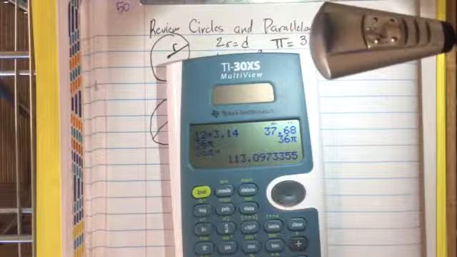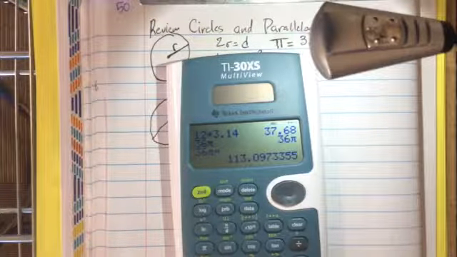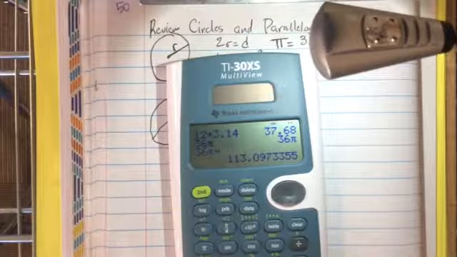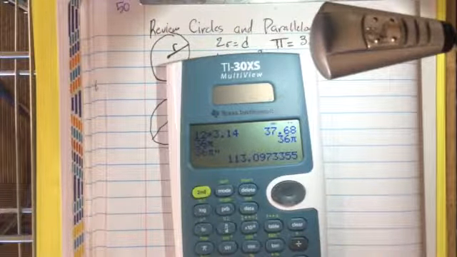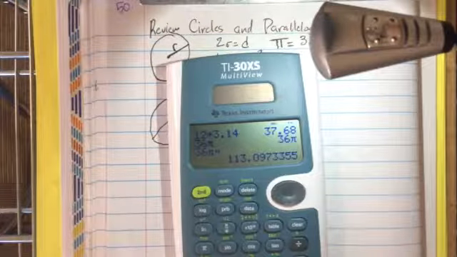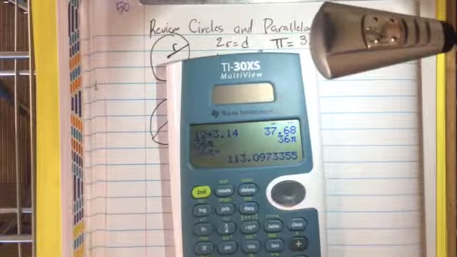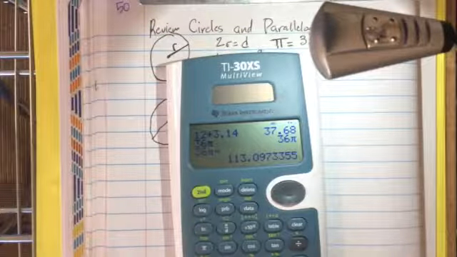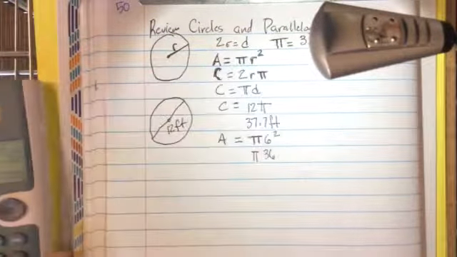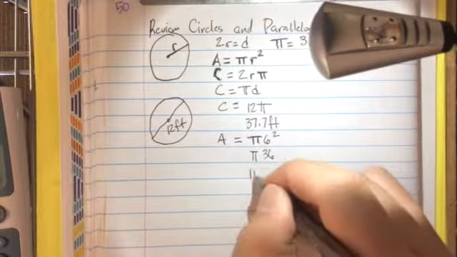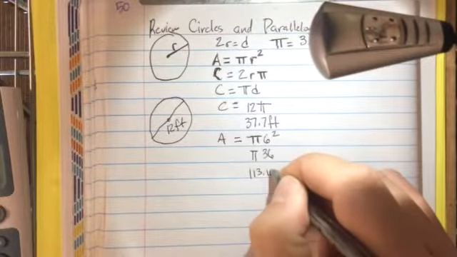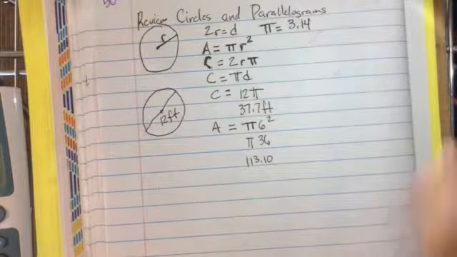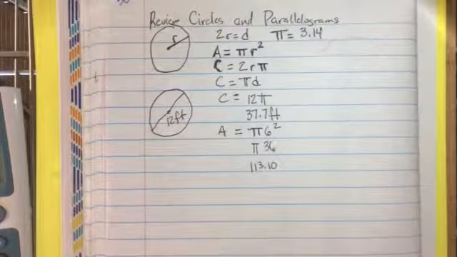Why is it 0.10, Skylar? Because if you're rounding the 9 up, then you're rounding it to 10, which is 0.10. And since you're rounding to the nearest hundredth, you have to have that placeholder for that value. So this one we're rounding to the nearest hundredth, and we got 113.10. And what are our units here? Feet squared.